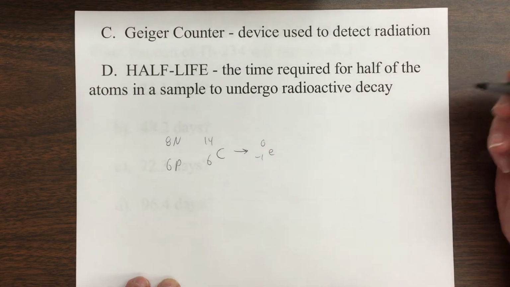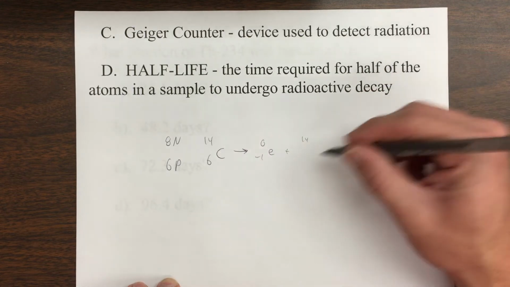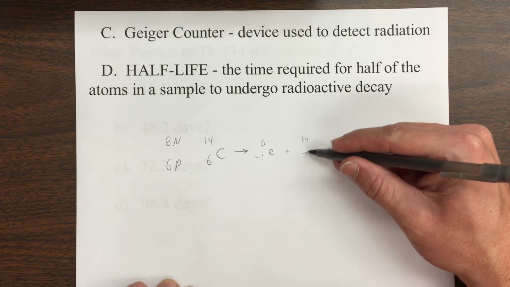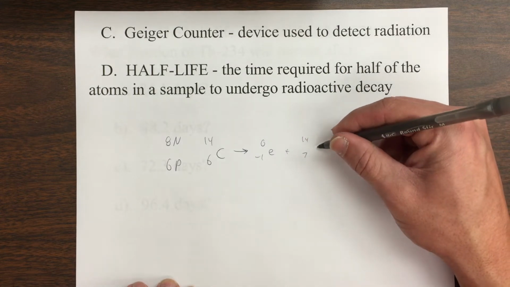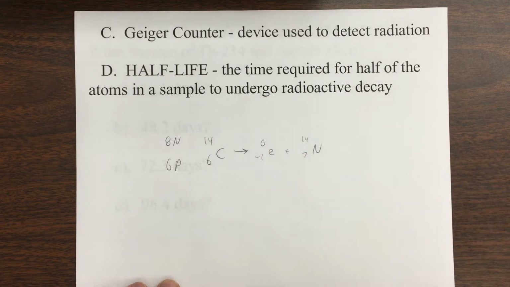The electron is given off as the beta particle, and we're left with a mass of 14 and an atomic number of 7. So the neutron splits into a proton and electron. The extra proton stays in the nucleus, and now it is nitrogen, which is going to be stable.